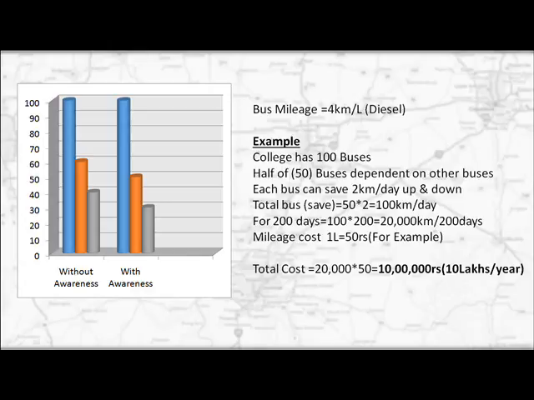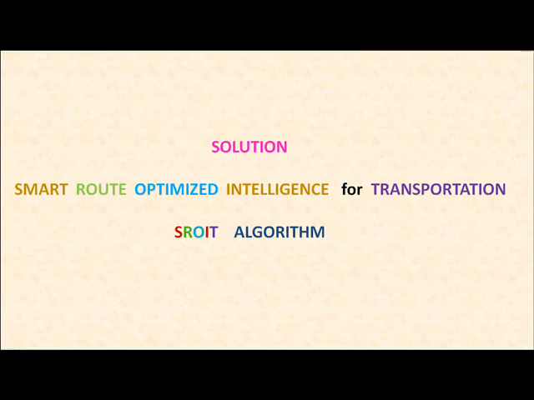So the cost can be calculated based on the fuel rate. Let us take 1 liter of diesel costs 50 rupees. So there is 10 lakh rupees wasted on fuel per year for one college. So it all can be sorted out using the Smart Route Optimized Intelligence for Transportation, that is the SROIT algorithm, which will be the perfect solution to properly plan the coverage area as well as to conserve the fuel.